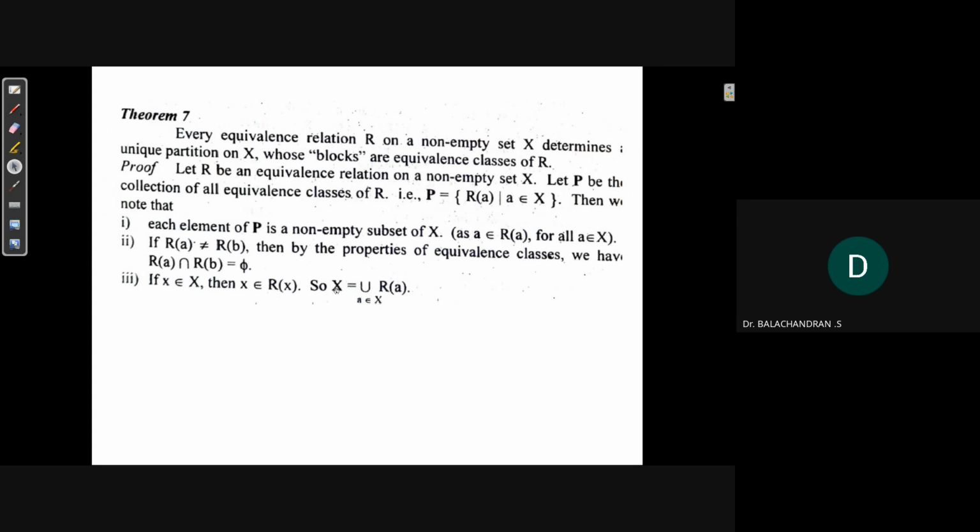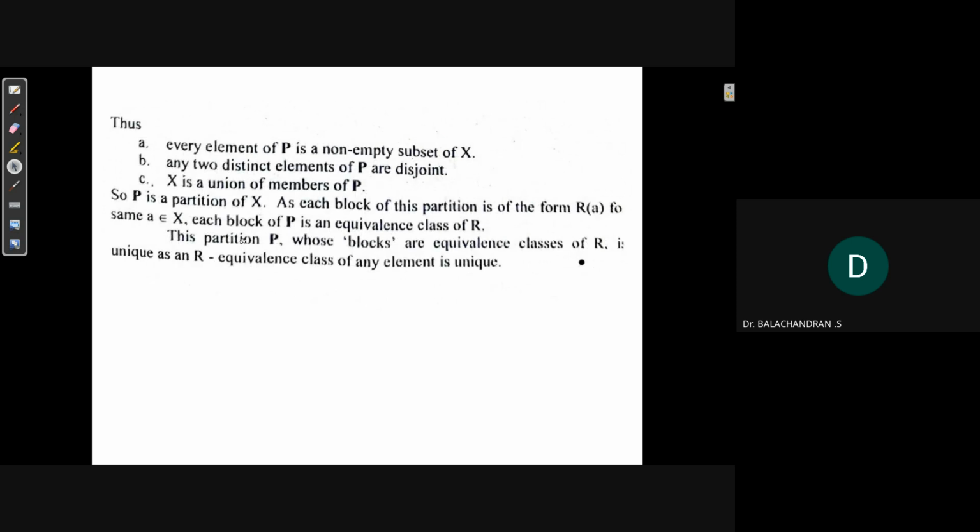So in the example, this is Z, union what? A1 union A2 union A3 union A4. Like this, X is equal to the union of R of A, where A belongs to capital X. Okay, now these three statements only I am going to write in a slightly different way. You can check it now.